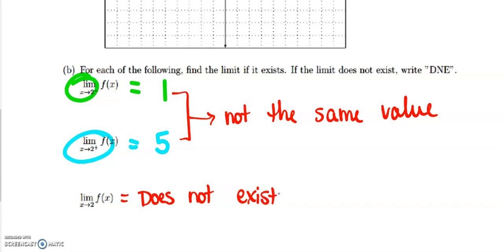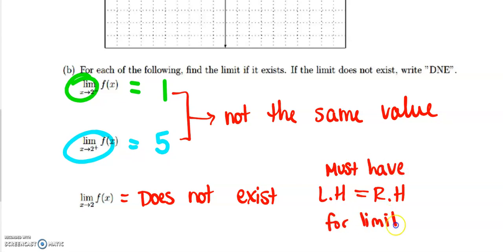because the most fundamental and important part about limits is that the left-hand limit has to be equal to the right-hand limit in order for the limit to exist. So you must have the left hand equal to the right hand for the limit to exist. If that isn't true, then the limit is a DNE sort of situation. That is the key, really, of this lesson for today.